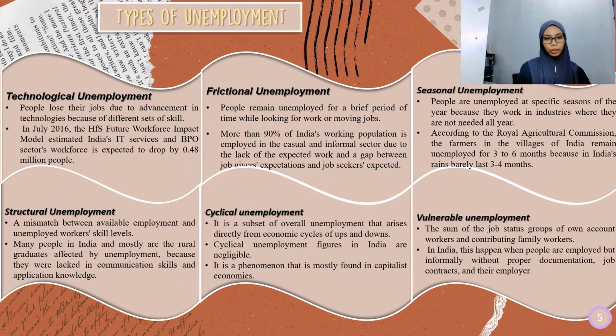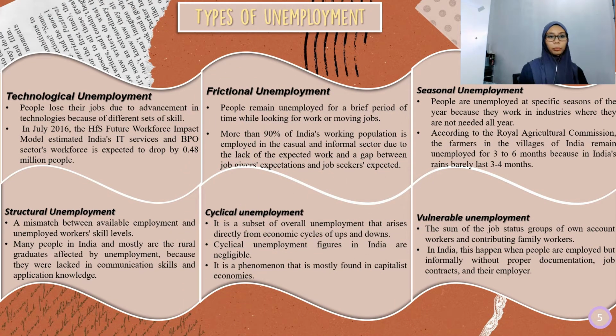Types of unemployment. Technological unemployment happens due to advancement in technologies. In 2016, the data estimated that India's IT service and BPO sectors workforce was expected to drop by 0.48 million people. Frictional unemployment is when people remain unemployed for a brief period of time while looking for work or moving jobs. In India, this type of unemployment happens due to different expectations of the work.